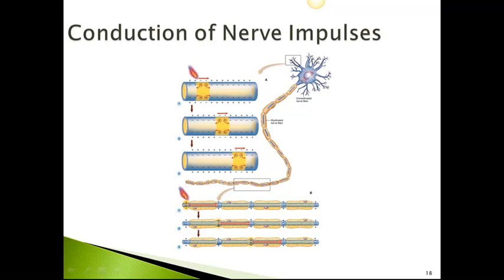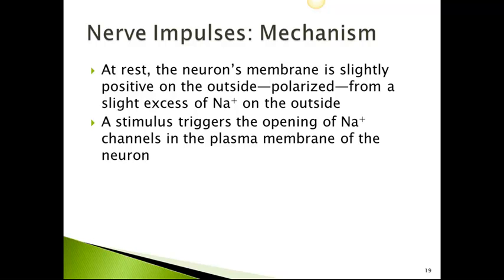B is a myelinated fiber that the action potential jumps around, so it jumps from one gap to another around the insulating myelin in a rapid type of conduction called saltatory conduction. Nerve impulses.